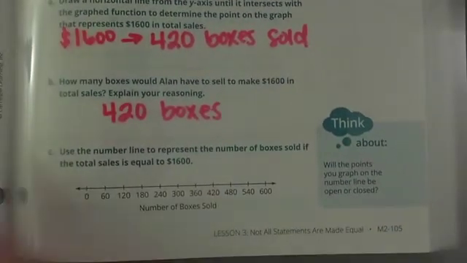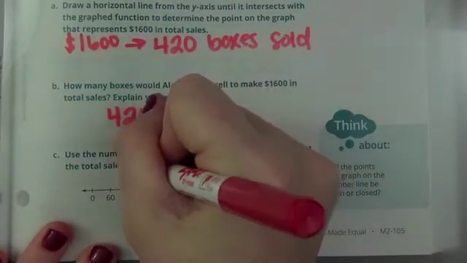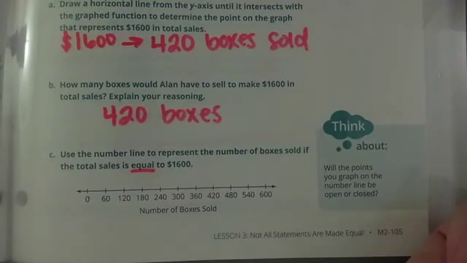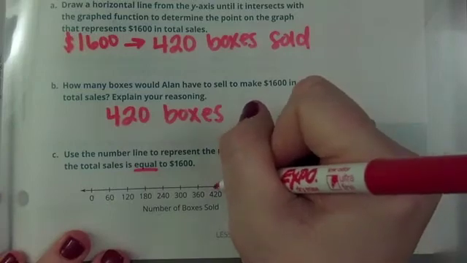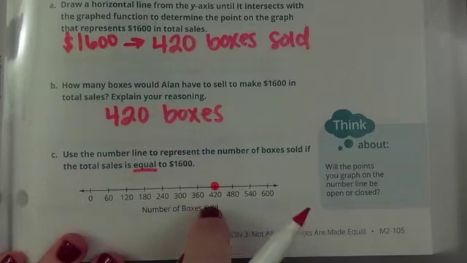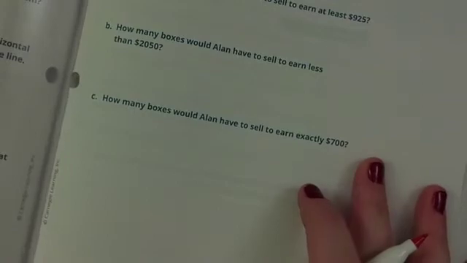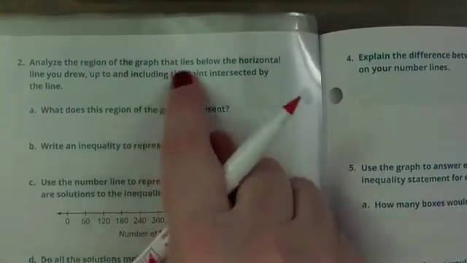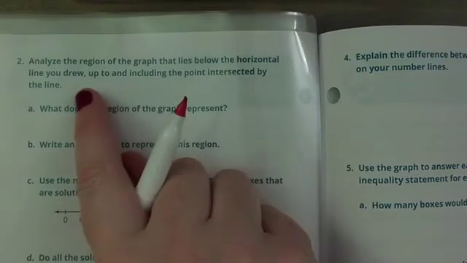Now use the number line to represent the number of boxes sold if the total sales is equal. Notice it says equal. So again, you've hopefully done the inequality stuff. If I want to show equal to 1,600, I would just mark a point at 420. That's exactly how many boxes he needs to sell for it to equal 1,600. So now let's look at the next one, and this is where we start getting into the inequality stuff. Analyze the region of the graph that lies below the horizontal line you drew, up to and including the point intersected by the line.